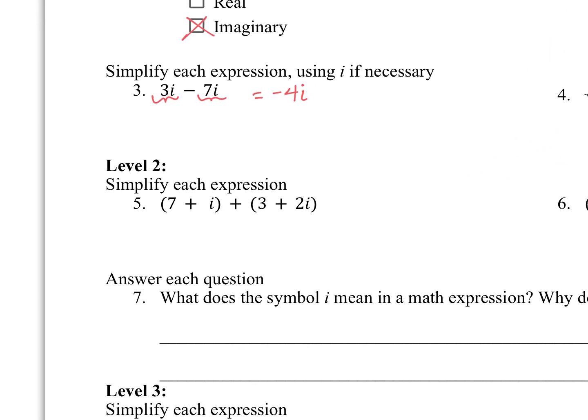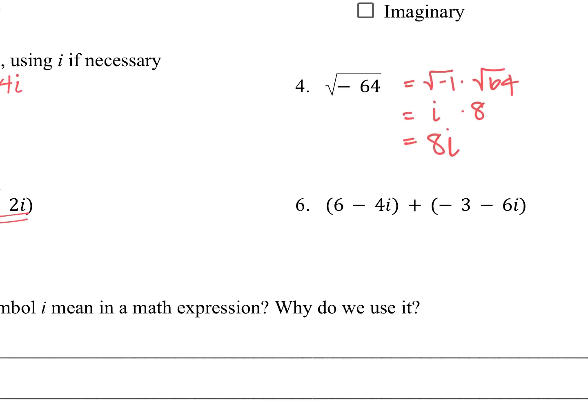Level 2 says simplify each expression. Again, it's just like combining like terms, so we've got 7 plus 3. 7 plus 3 is 10. And we've got positive i plus positive 2i, which is 3i. Number 6, again, we do the real parts. We've got this 6 and this -3. 6 plus -3 is 3. -4 plus -6 is -10, so -10i.